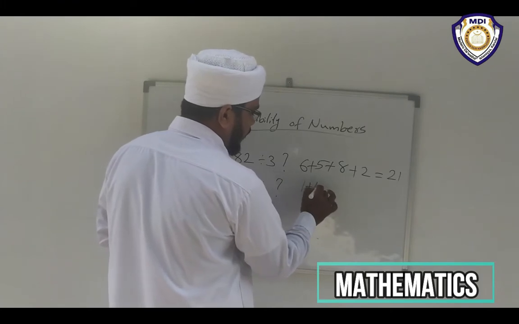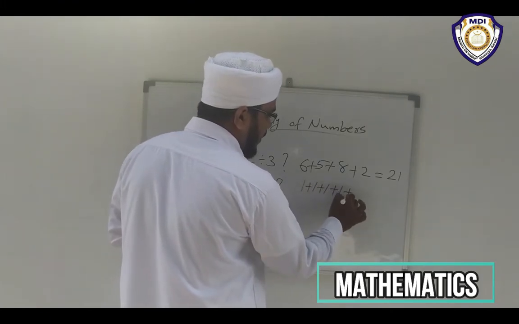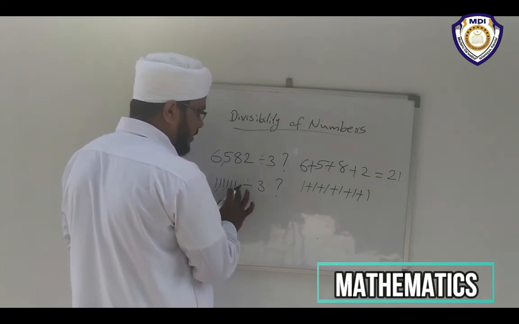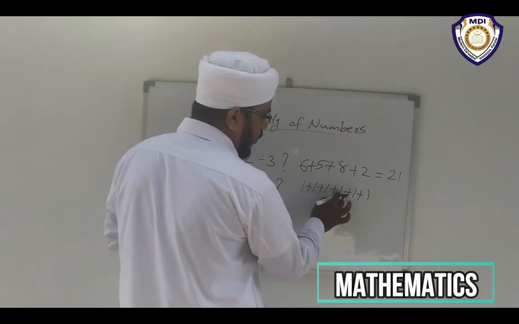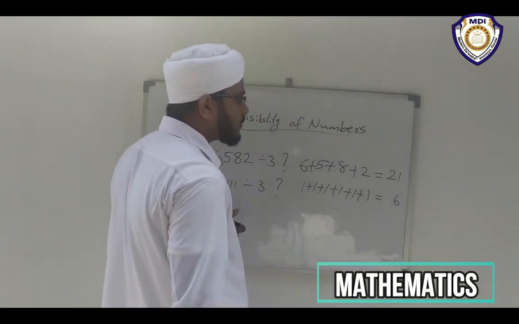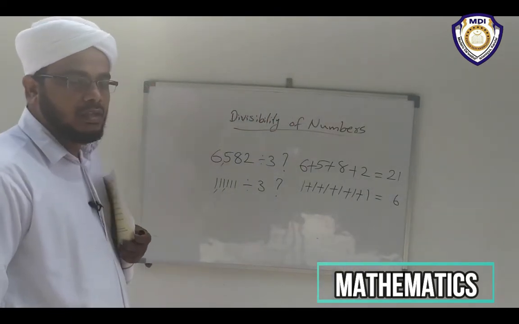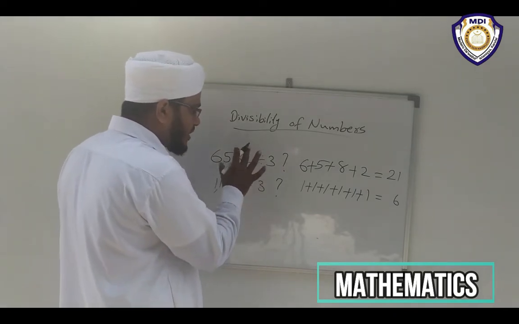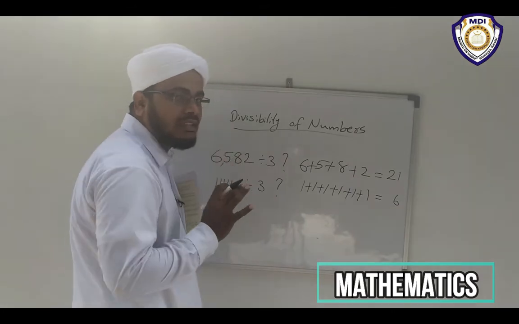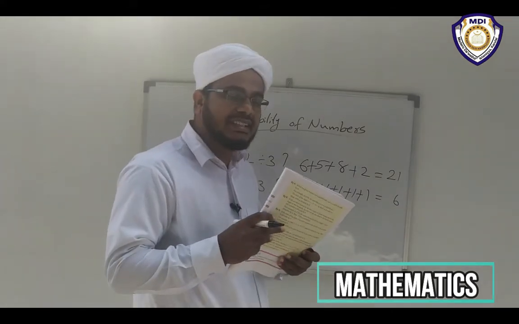1 plus 1 plus 1 plus 1 plus 1. 1, 2, 3, 4, 5, 6. Then the answer is 6. Okay. First and foremost, we have to take the sum of each and every digit of that number. That is the first point.